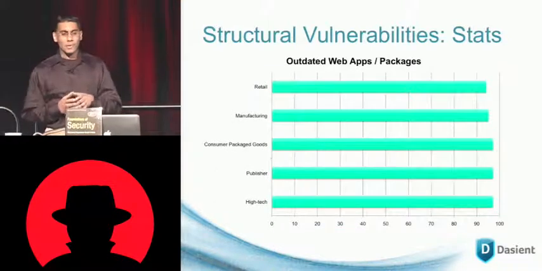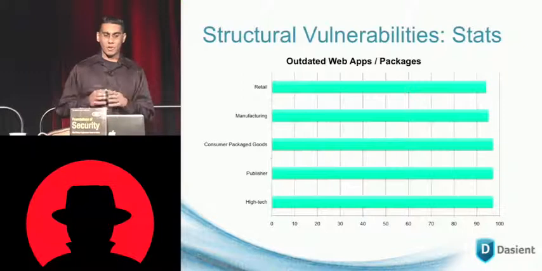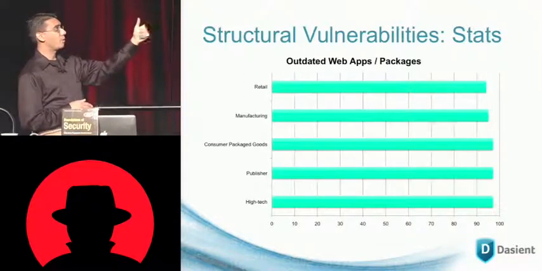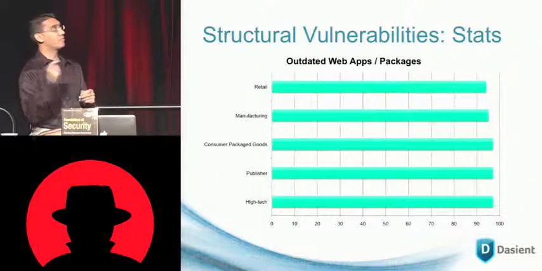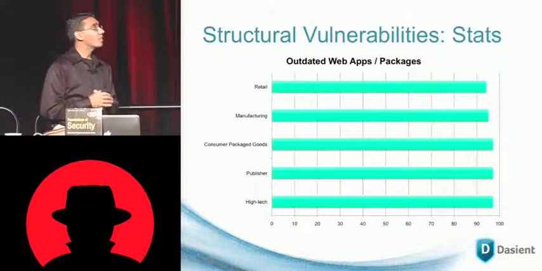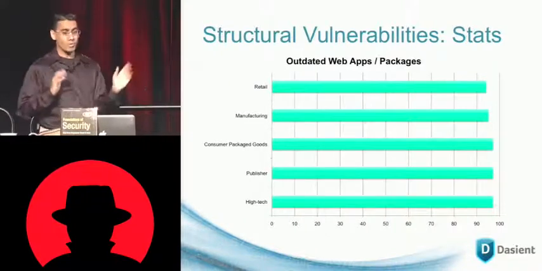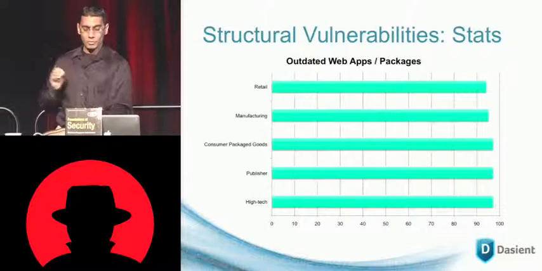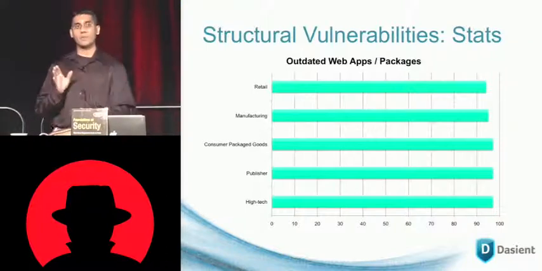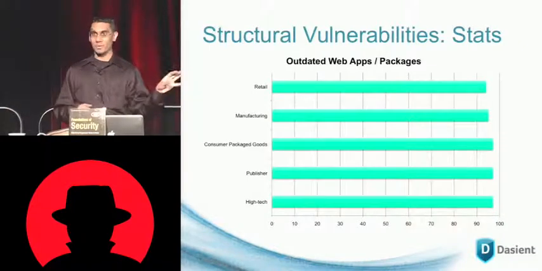The third category is outdated web applications and other software packages. We found that certain verticals here, retail, manufacturing, consumer packaged goods, publishing, and high tech, had a fairly high reliance on third-party packages. It's interesting to note that most websites use third-party software, and the fact that these are outdated shouldn't be super surprising, as we know from the client world.